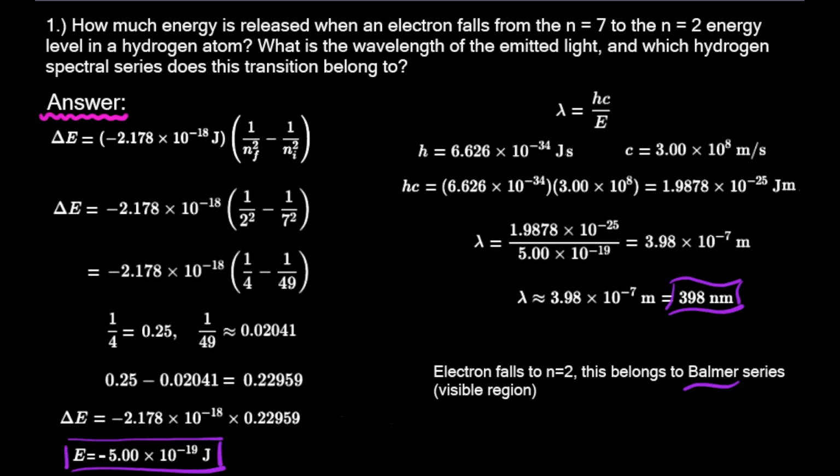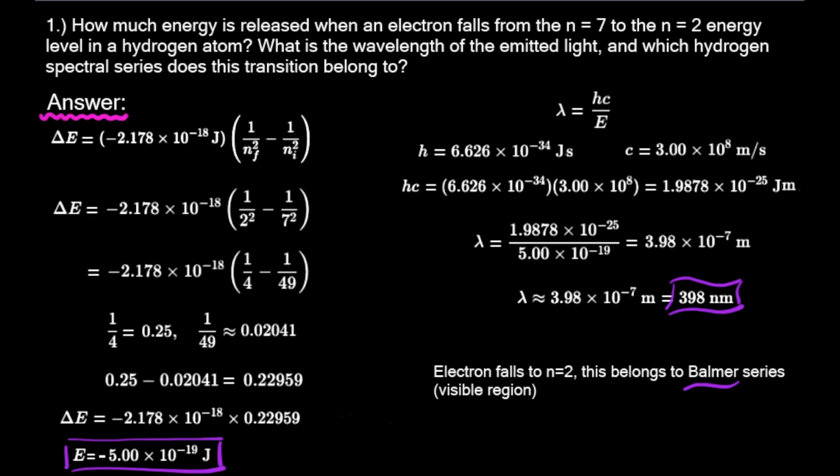When we plug in the constants, h equals 6.626 times 10 to the negative 34 joules times seconds, and c is equal to 3 times 10 to the 8 meters per second. So h times c is equal to 1.9878 times 10 to the negative 25 joules times meters.